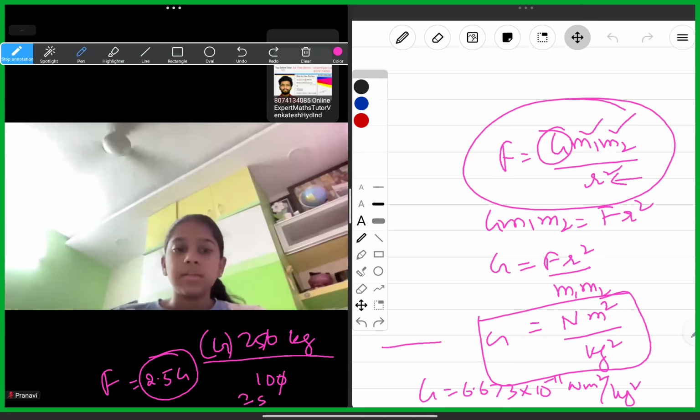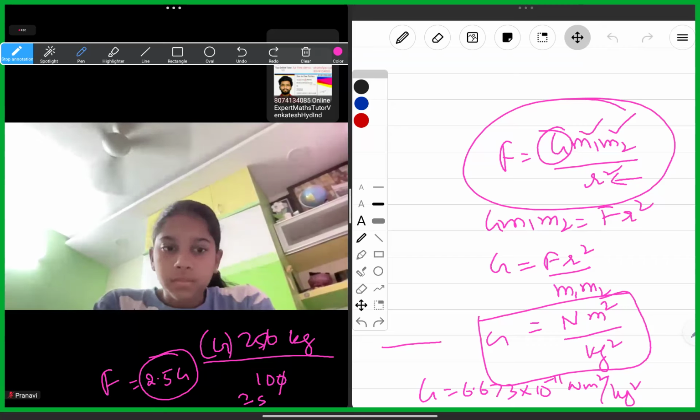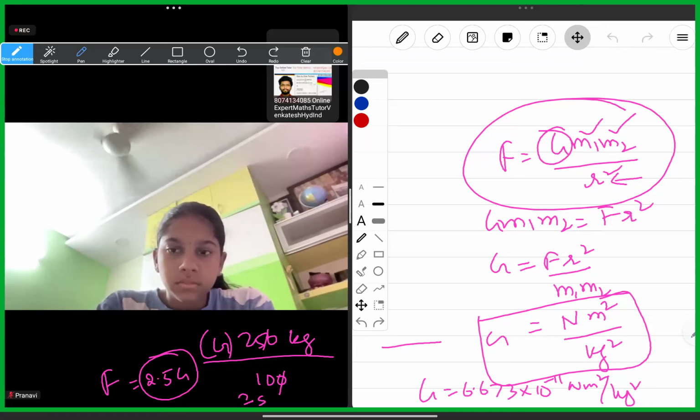Okay. Pranavi, now one more, same thing, same masses. We are increasing the distance between them, which means we are moving one body or the other body away from each other. So once the distance increases, the denominator, which was initially 10 meter, now suppose we take 20 meter. What will happen?